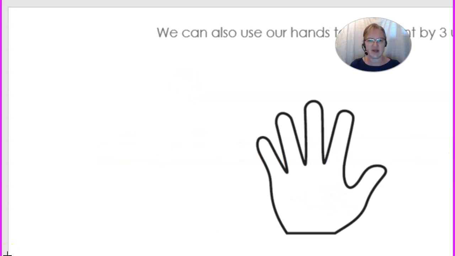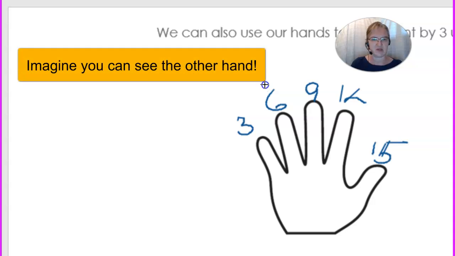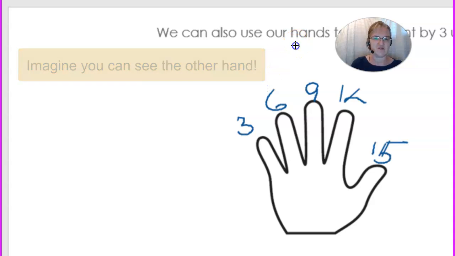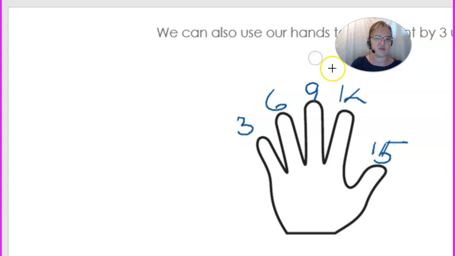We can also use our hands to skip count by 3 up to 30. So we'll start on the very left here, and we can count 3, 6, 9, 12, 15, 18, 21, 24, 27, and 30. So using that, we can then count on our hands to find these multiples of 3. So if we do 5 times 3, we're going to count up 5 fingers. 1, 2, 3, 4, 5 would be 15.